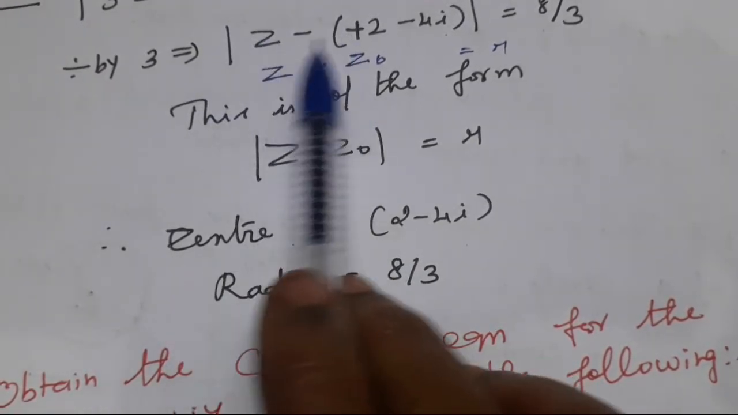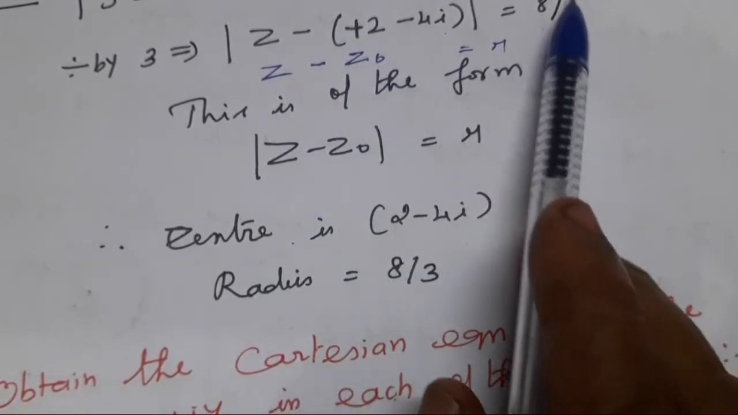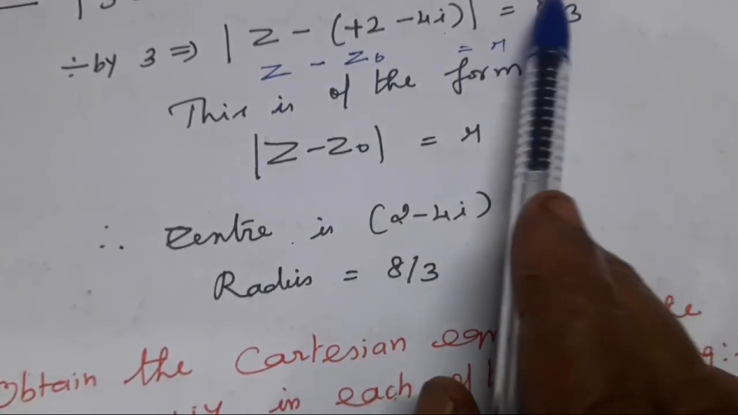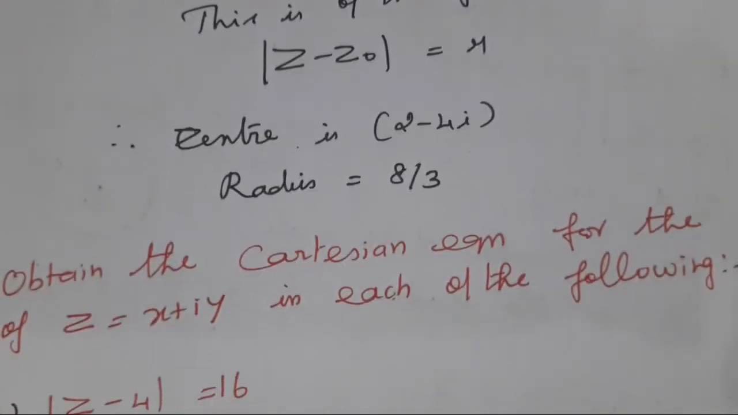So we frame the equation in the form of z minus z naught. Z naught is the center, and the equal to term, the constant value, is nothing but the radius of the circle. A very easy sum, asked in the 2 mark question.